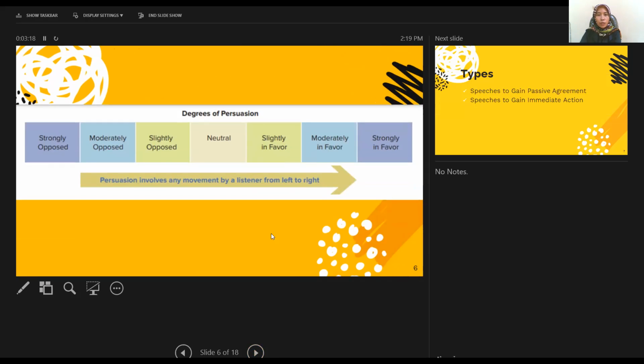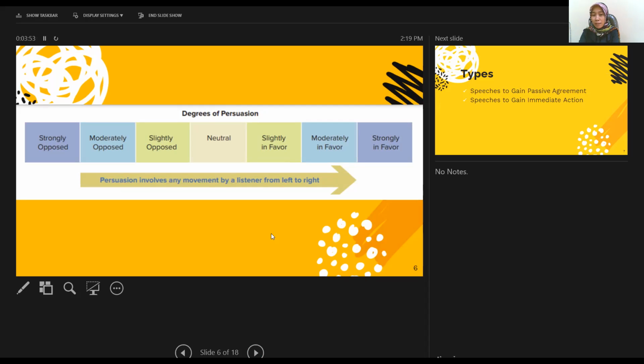And this is what we call a degree of persuasion. This is the process to change another perspective, another view about something. Jadi ini prosesnya ya. For example, saya sebelumnya strongly oppose you, and then dengan membuat persuasive speech ini, bagaimana cara kamu untuk membuat saya dari strongly oppose menjadi ke strongly in favor. Nah, ini prosesnya memang panjang. So you need a special skill to do that.